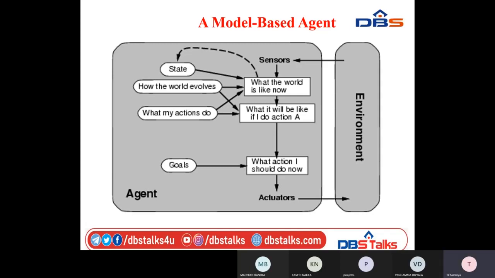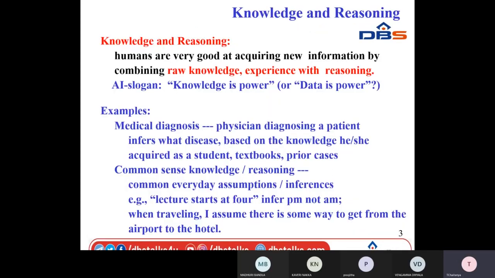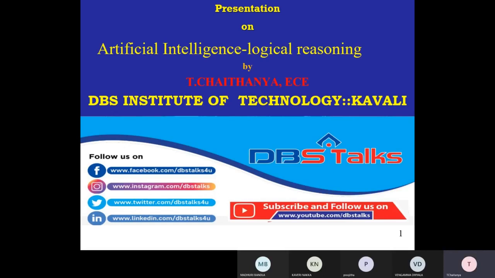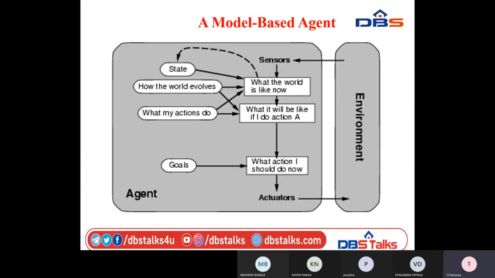So this is the model of a logical agent. See here, first of all, through the sensors it is able to get the data from the environment. Based on the sensors, the agent structures a model, so it is a model based agent. It compares how the world has been. If a problem comes, how has the world been involved in that problem? All the scenarios are noted down.